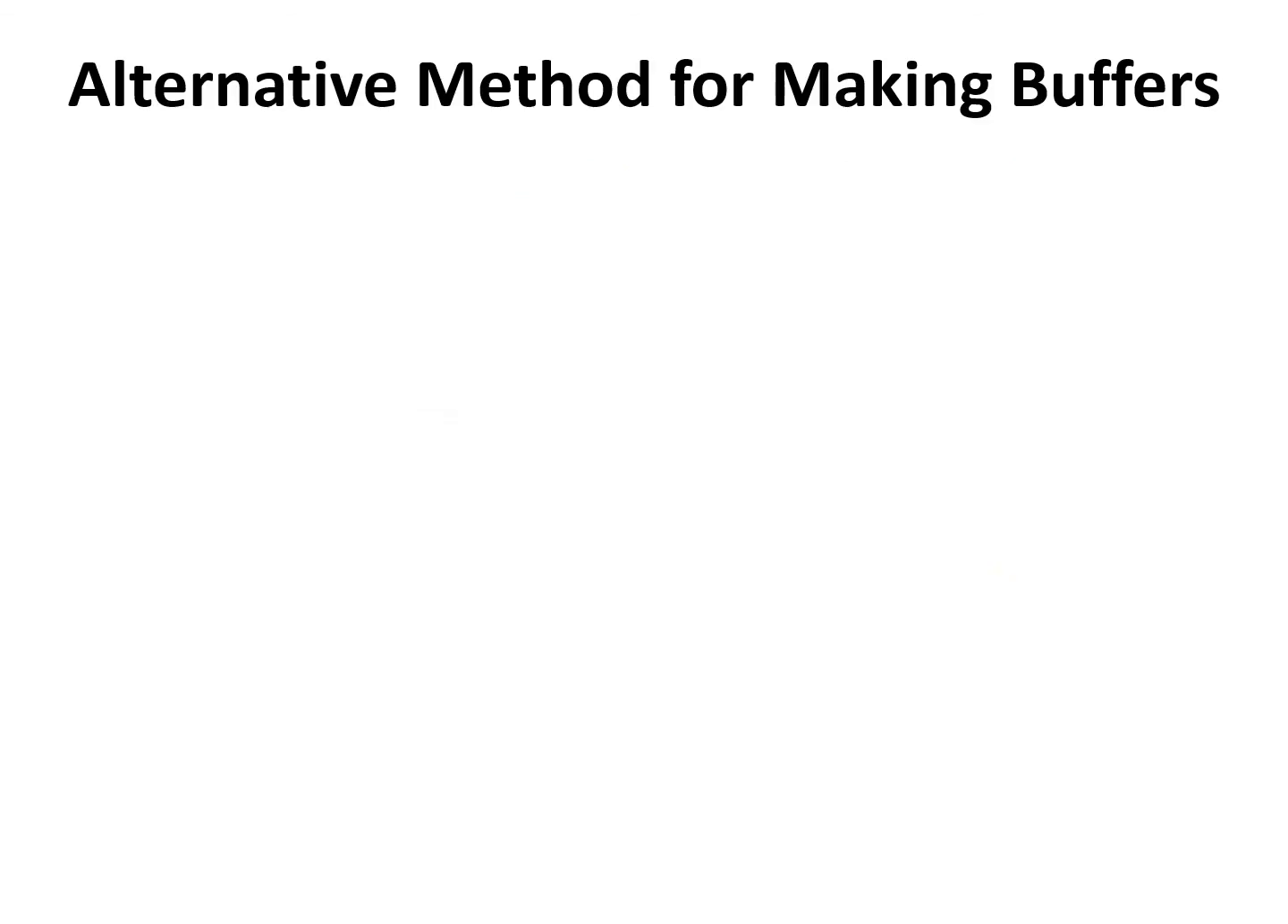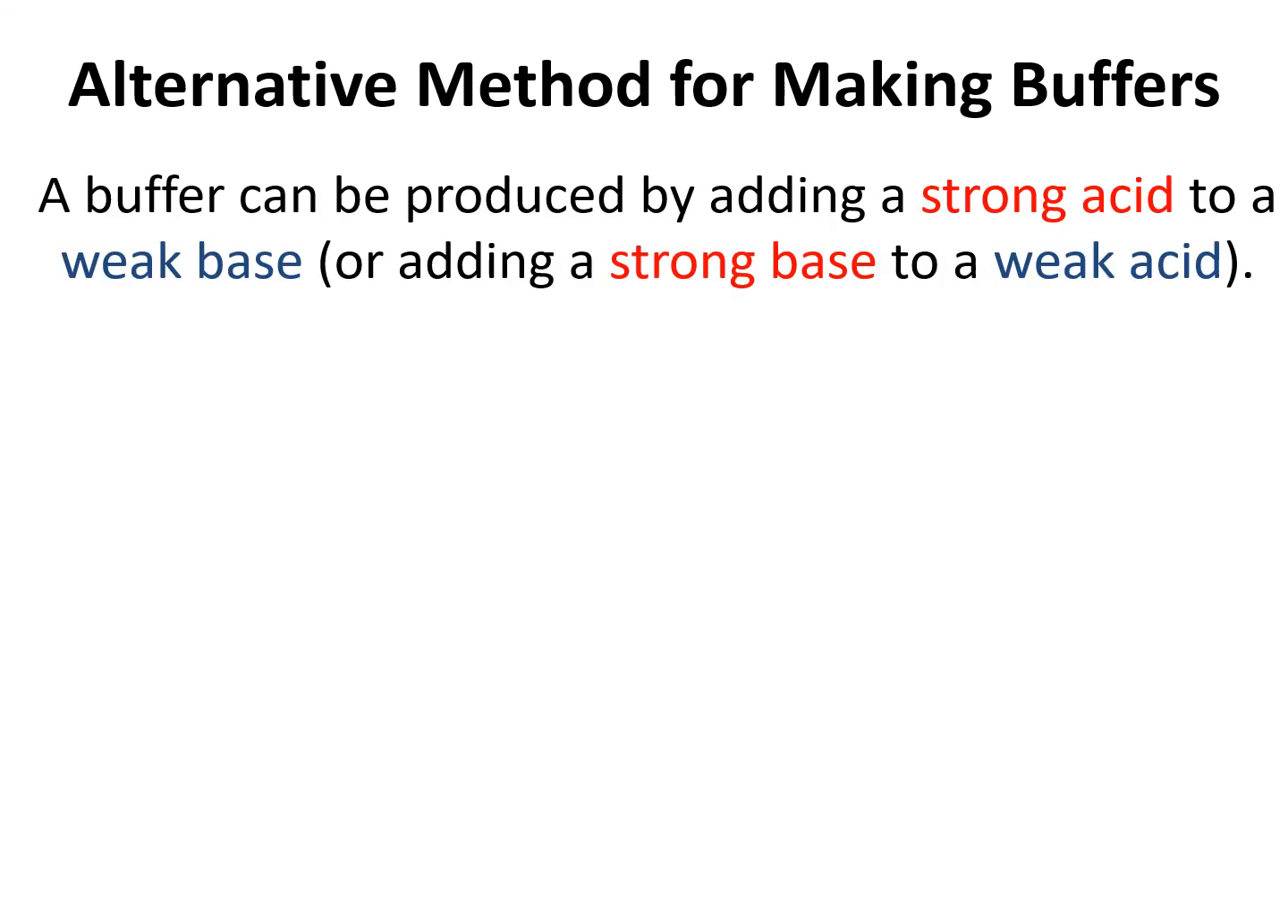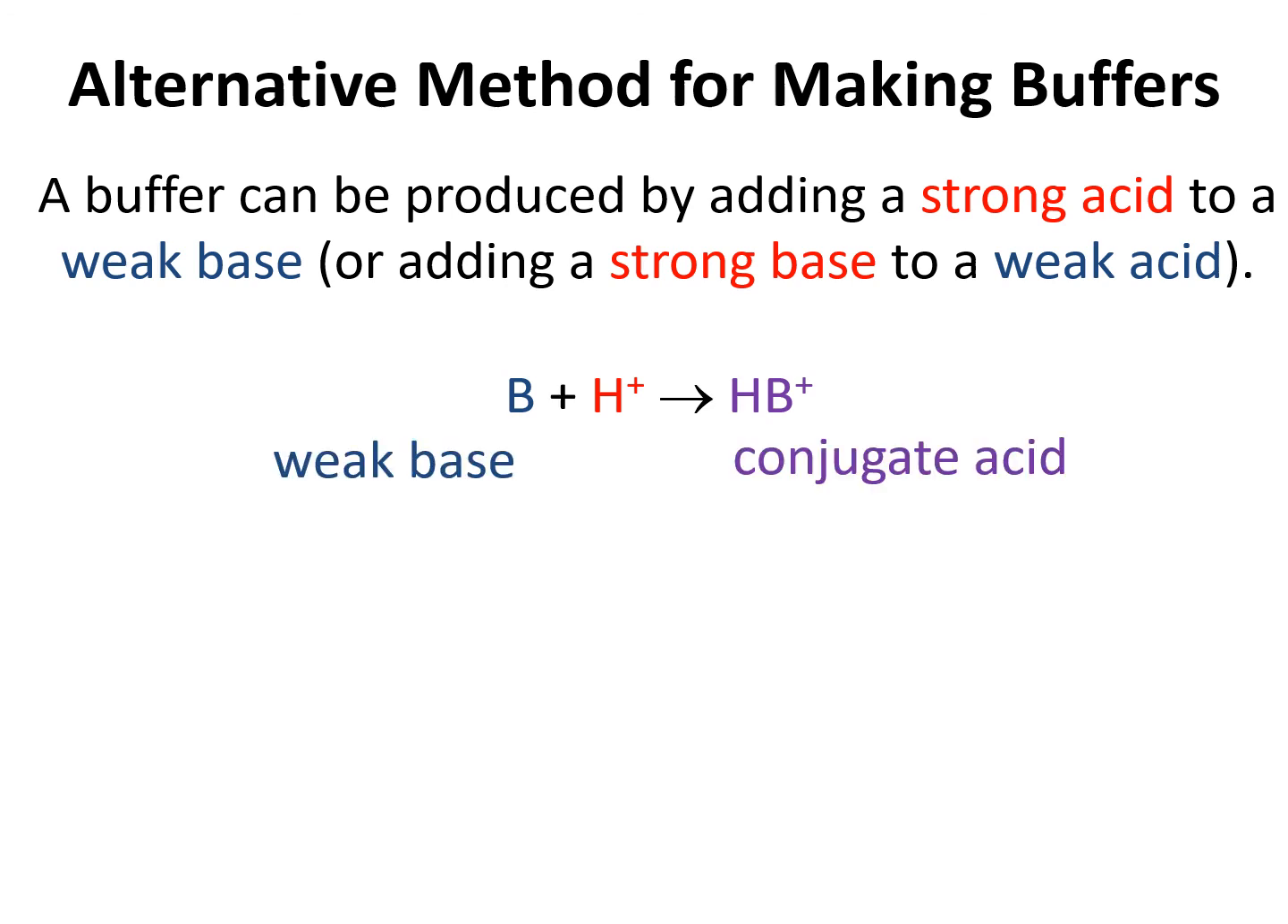The other way that's possible for making buffers is if I add a strong acid to a solution of a weak base, or if I add a strong base to a weak acid. Let's look at how this happens. So if I take a base and I add a strong acid to it, I'm going to then get a concentration of its conjugate acid. So I have my weak base, I have a conjugate acid, that's its conditions for a buffer.